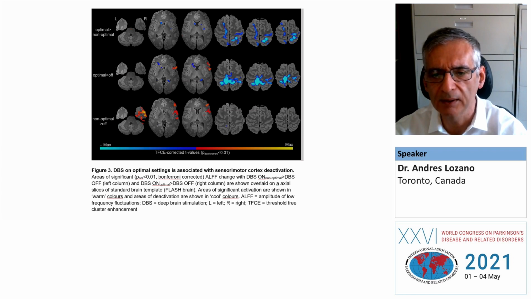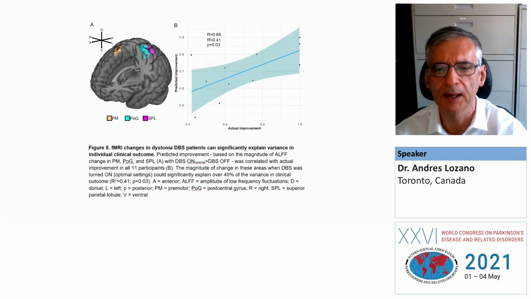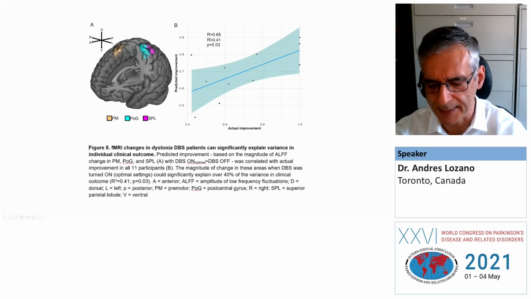And so it is very clear that the optimal pattern of fMRI activations is seen with optimal stimulation, and this has a strong clinical correlate, because the greater the magnitude of these fMRI changes at these pre-specified sites, the greater the clinical improvement. You can see here that the actual improvement very closely correlates with the predicted improvement, and one can use the magnitude of these specific changes at these specific sites to predict the clinical response.